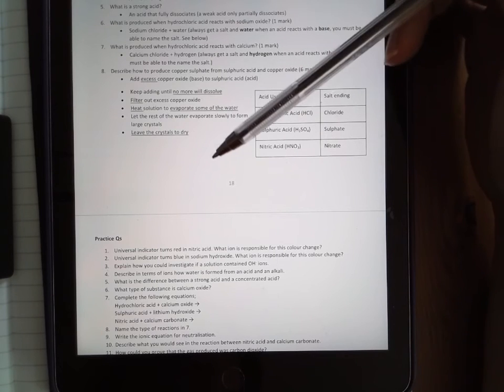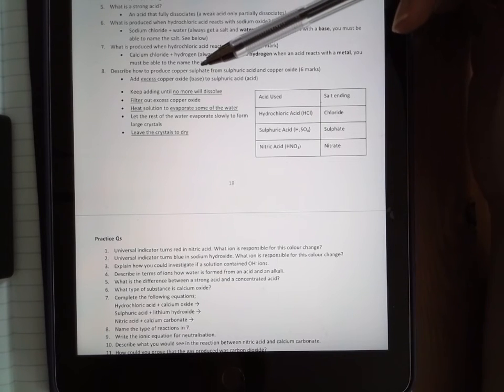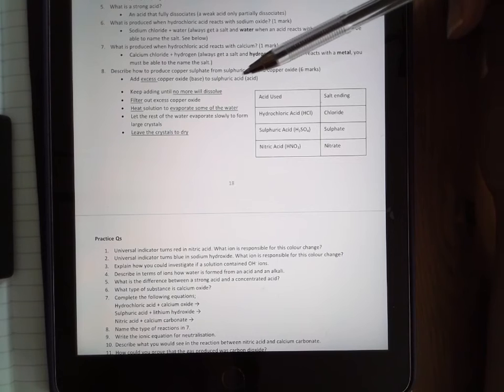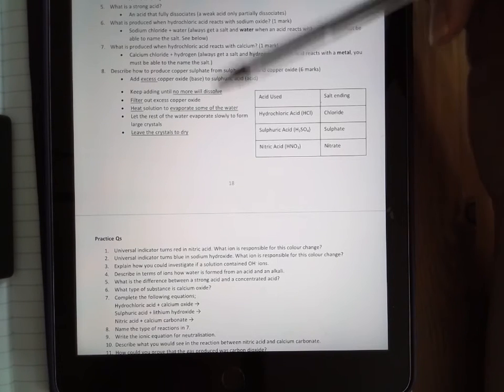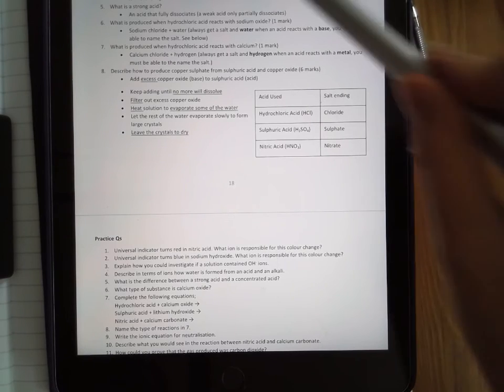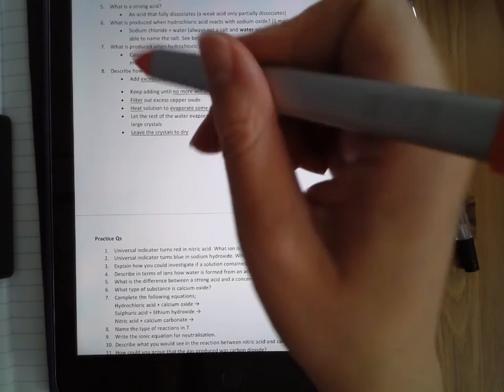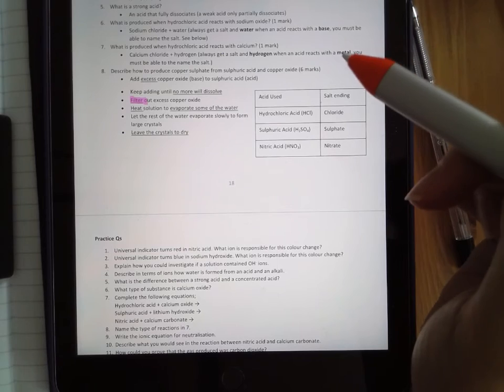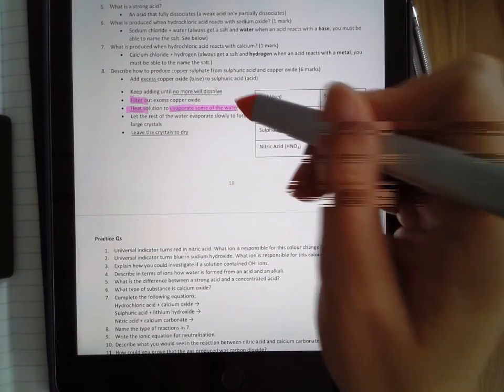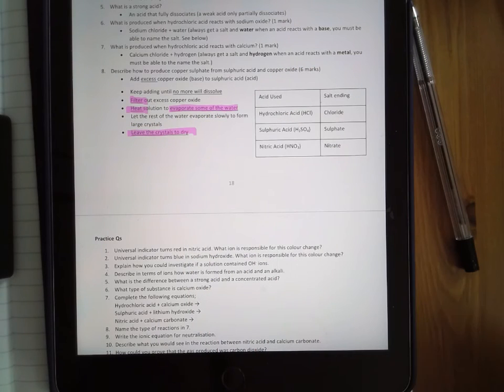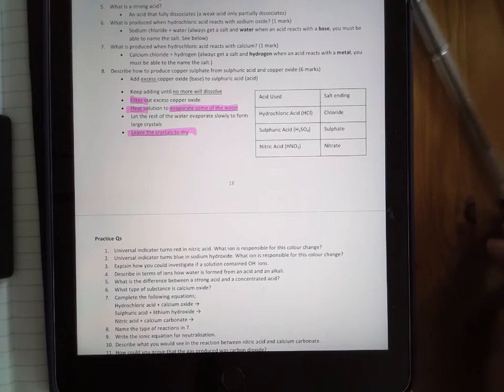You do need to know this. You need to know how you react an acid and a base to form a salt and water, and then how you're going to separate the water at the end. You need to filter to get rid of the solid. Then you're going to heat, evaporate some of the water, and you're going to leave your crystals to dry. Make sure you can describe that process.